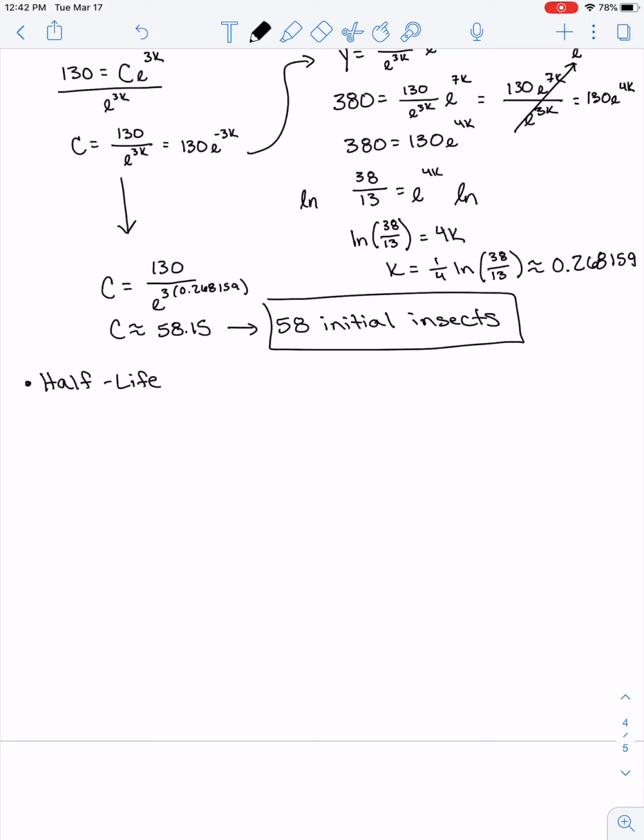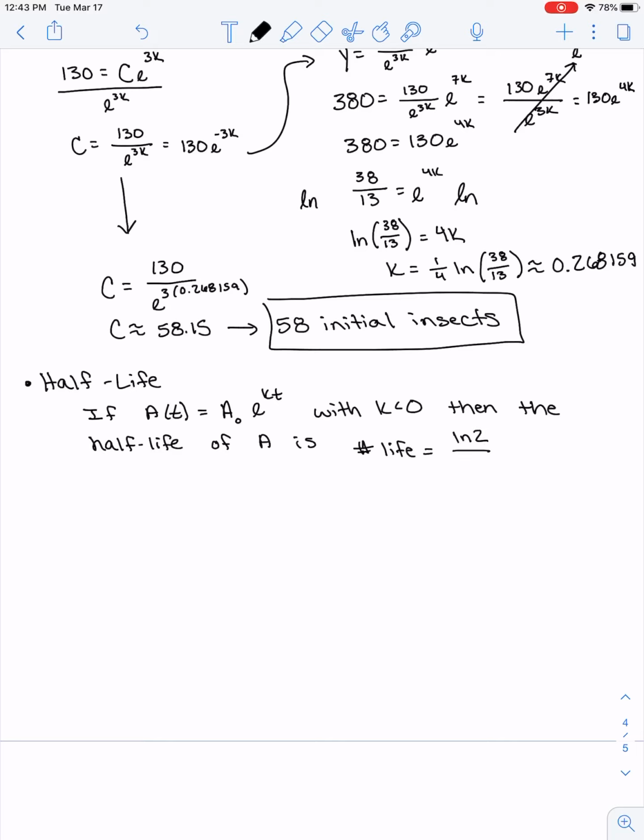Half-life is a special type of exponential decay function. And what we say for half-life is if A of t is equal to A naught e to the kt with k less than 0, because with half-life your isotope is decaying, then the half-life of A, whatever atomic element it is, half-life equals the natural log of 2 over k.